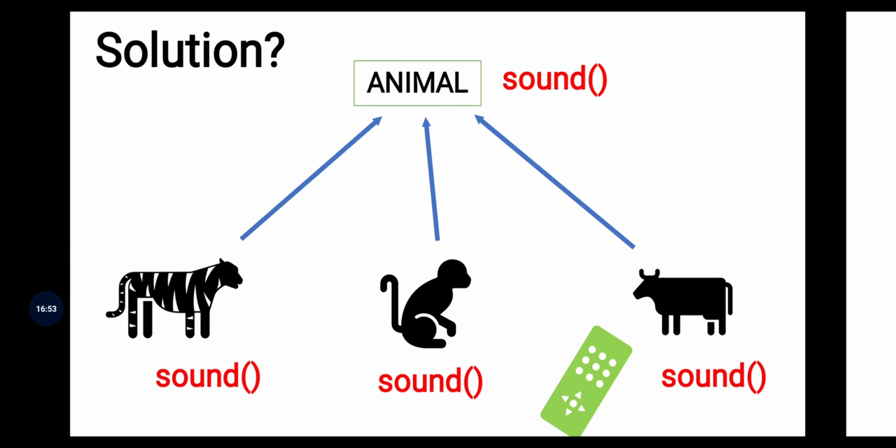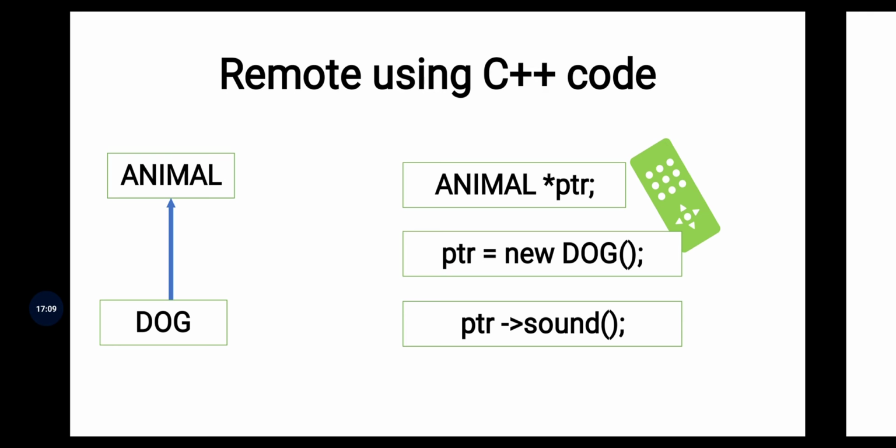So let's look at this from the code perspective. How do you create a remote control? When I'm saying a remote control, what exactly do I mean? So let's look at it from a C++ code perspective. There is an inheritance here. Animal is the superclass, dog is the subclass. So I'm creating a remote control here. What is a remote control? It's nothing but a pointer variable of the type animal, right?